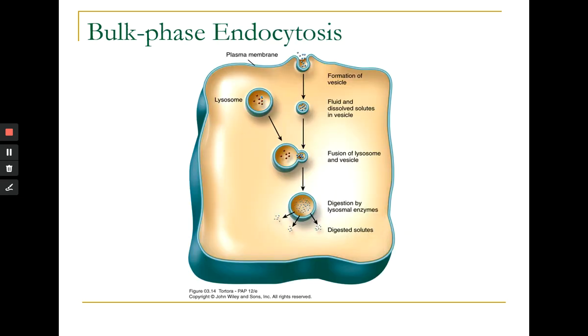This is pinocytosis. This is fluid. And if there is some kind of pseudopods around it, then it invaginates and it unites with the lysosomes here, and the lysosome breaks down this fluid. This is called bulk phase endocytosis or pinocytosis. As we said a little while ago, this is the cell drinking.